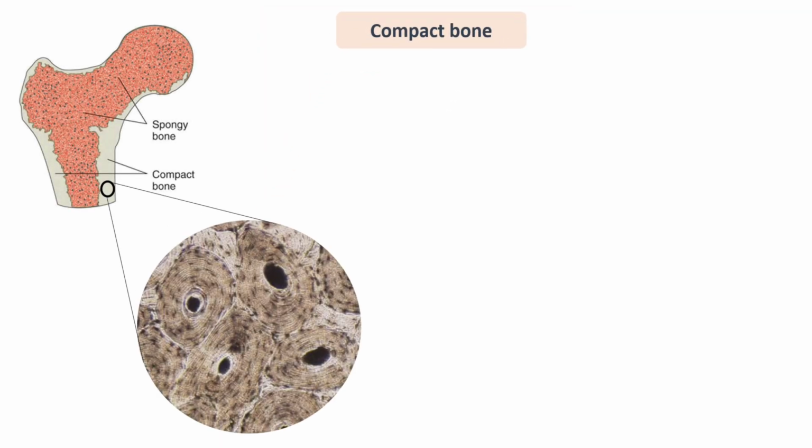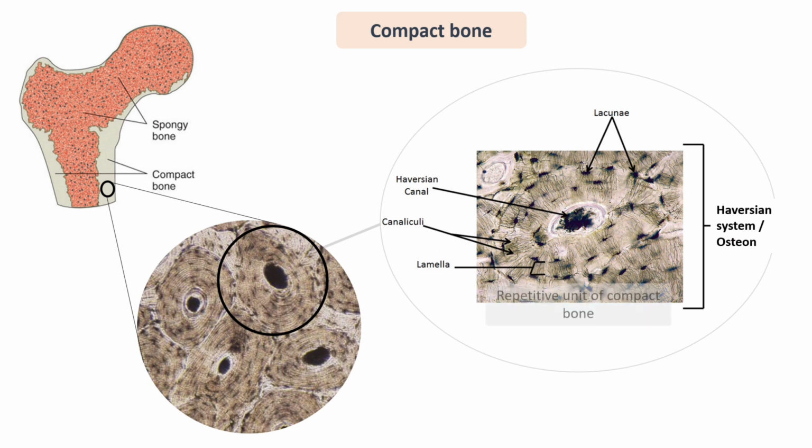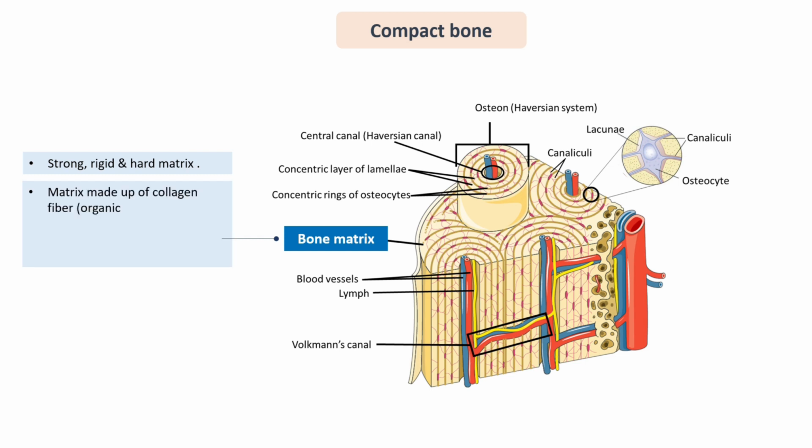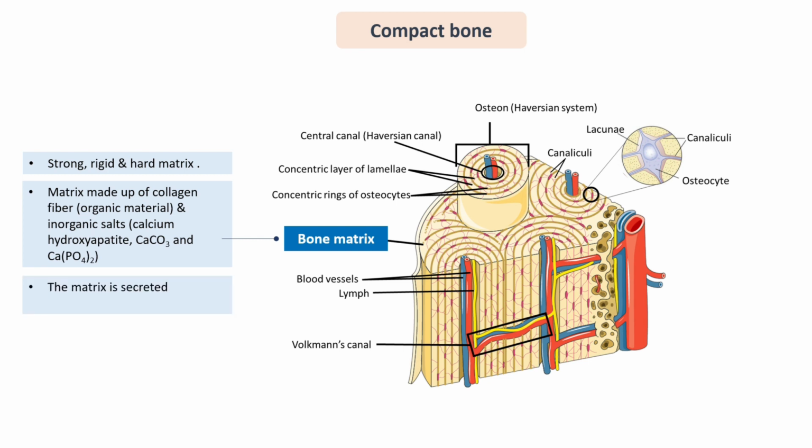Compact bone consists of a repetitive unit known as the Haversian system, or osteon. The matrix of compact bone is strong, rigid, and hard. The matrix is made up of collagen fiber and inorganic salts, such as calcium hydroxyapatite, calcium carbonate, and calcium phosphate. The matrix is secreted by osteoblasts, the bone-forming cells.